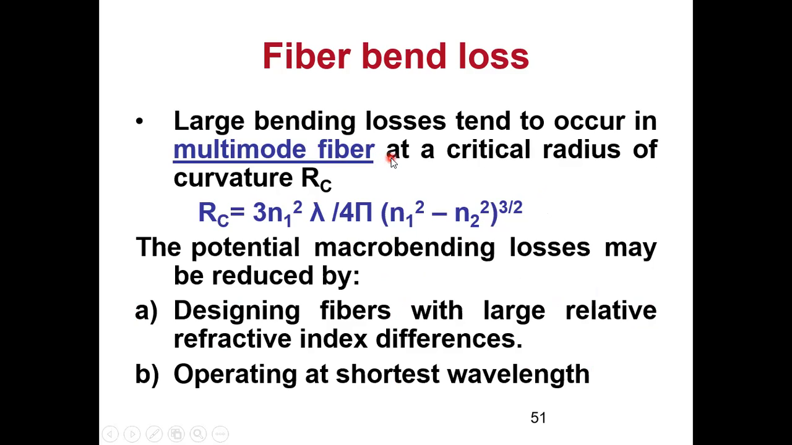So for multimode fiber, I was saying the word critical radius of curvature. See, fiber में bend तो होगा ही when I am laying down the fiber, but I have to maintain a certain radius of curvature beyond which the fiber will be subjected to more loss. So that critical radius of curvature for a multimode fiber is different. Okay, so it is RC, which is equal to 3n1 square lambda, अपॉन, ये पूरा टर्म डिनोमिनेटर में है, 3n1 square lambda is in the numerator upon 4 pi.